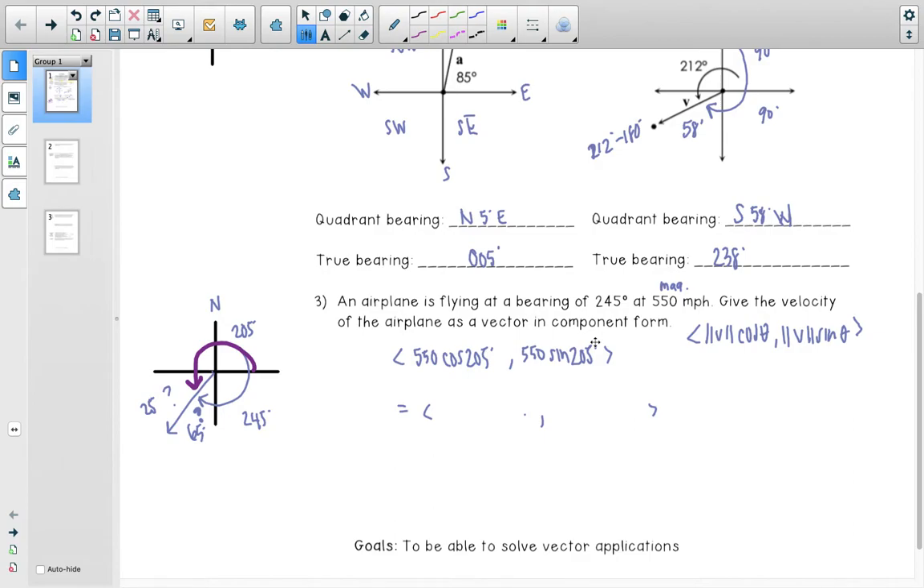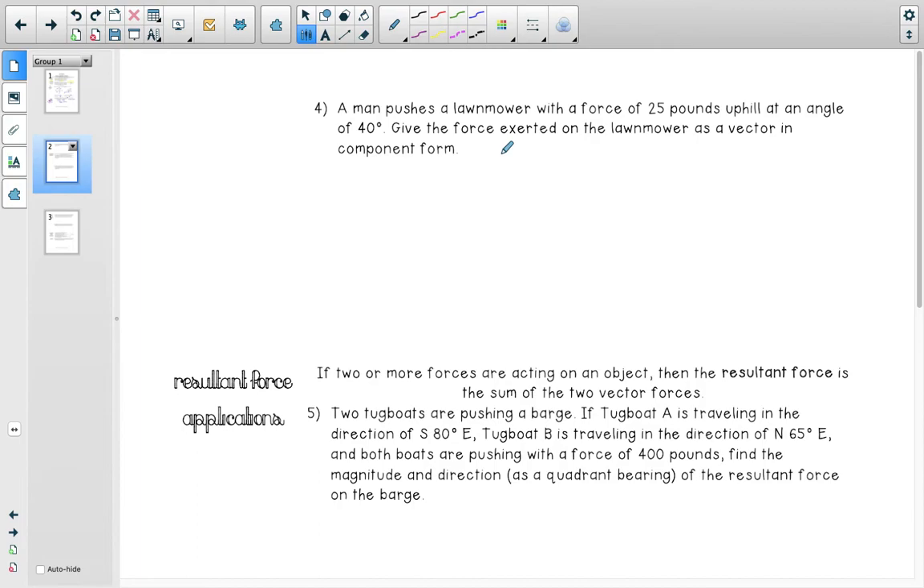So you type in 550 cosine of 205, and you get negative 498.469. I'm going to go to 3 decimals. And then if you do 550 sine of 205, then I do get negative 232.440. Right, so that's the answer for number 3. Okay, moving on to the next slide.